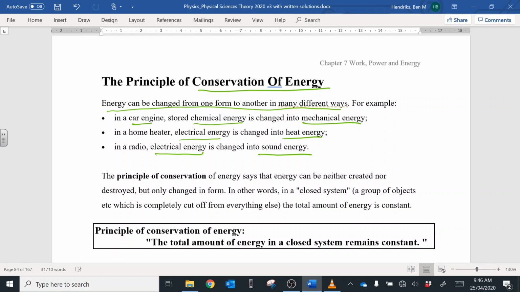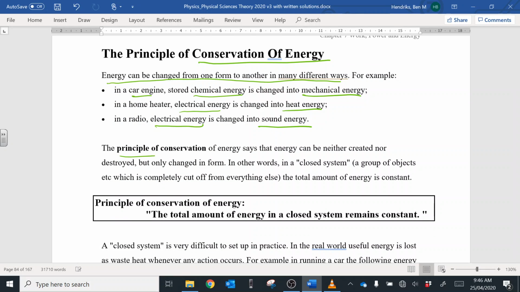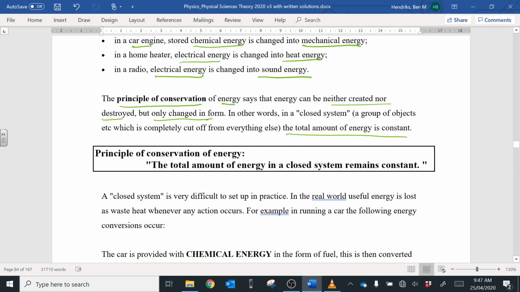changed into sound energy. So the principle of conservation of energy says that energy can neither be created nor destroyed. It can't be created or destroyed, but only changed in form. In other words, in a closed system, a group of objects, etc., which is completely cut off from everything else, that's a closed system, the total amount of energy is constant.